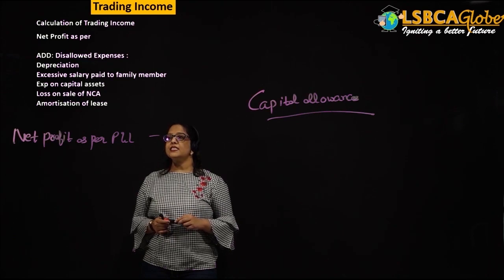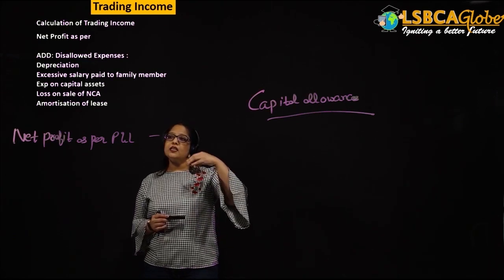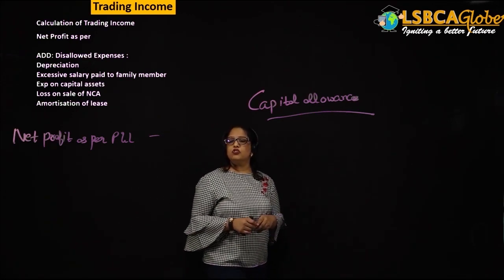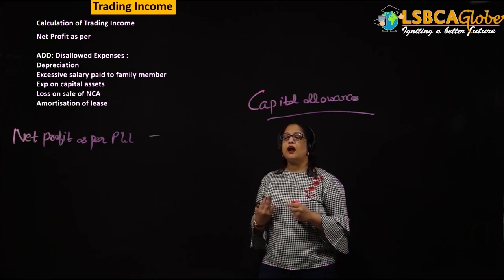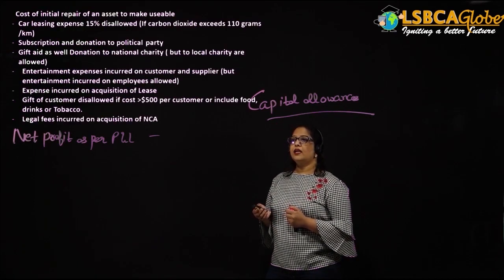Amortization of lease is not allowed. HMRC is not allowing the depreciation or the amortization. If depreciation is there, I will add it back. If amortization is there, I will add it back.